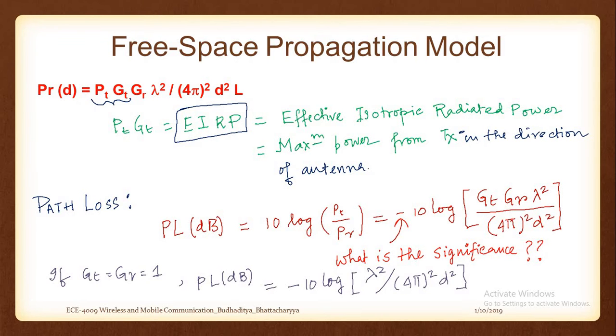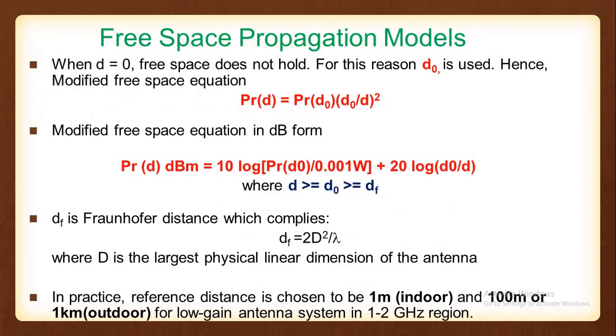So your general equation will look something like this. PR(d), which is the received power at a certain distance d, is given by the received power PR at d naught multiplied by d naught by d. Now this d naught is that small distance after which we are making the measurement. And if you change it to dB scale, you get some results like this.